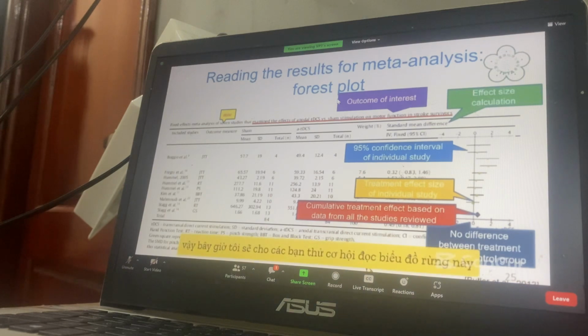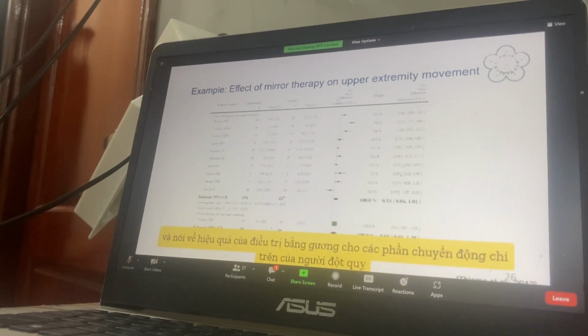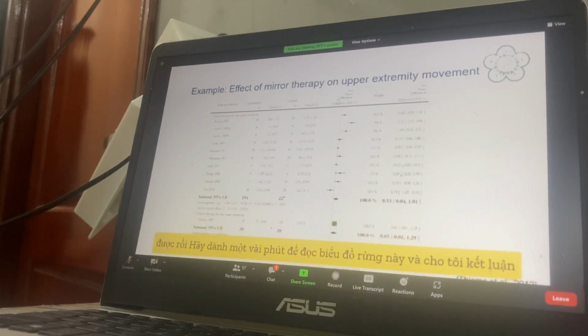Okay, so now I'm going to give you a chance to read this forest plot. This is a forest plot I got from Seattle in 2012. It's a study aimed to look at the effect of mirror therapy on upper extremity movement for patients with stroke. Okay, so please take a minute to read through this forest plot and give me your conclusion.